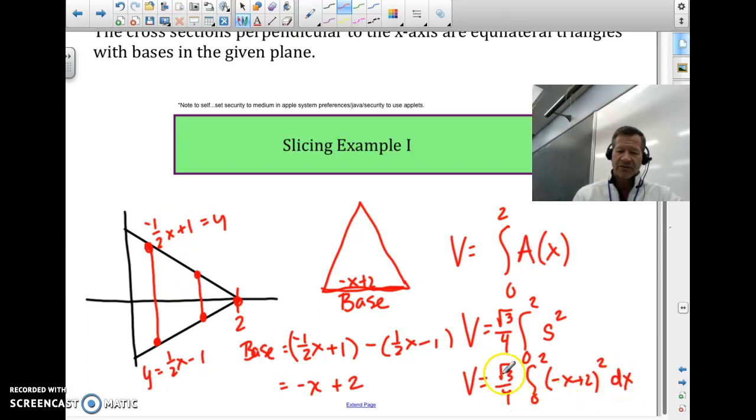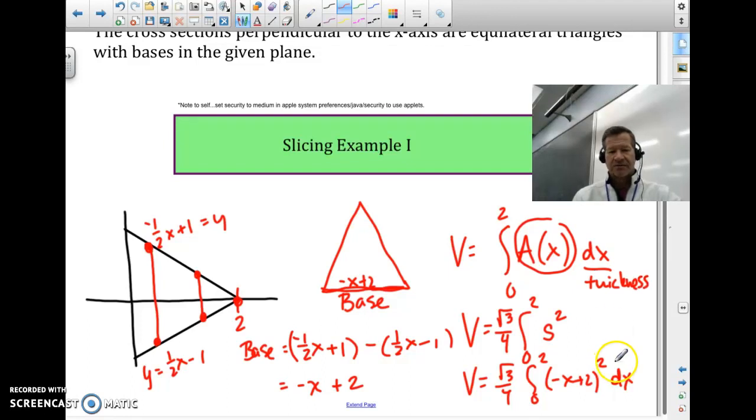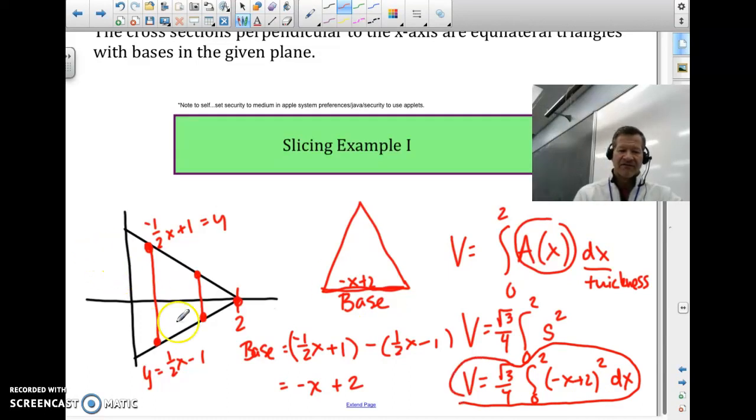This radical 3 over 4 times negative x plus 2 squared represents the area formula. And I should have put a dx here. The dx represents the thickness of that cross section, which the smaller the thickness, the more accurate we will get. So if I can evaluate this integral, I will have the volume of this figure.